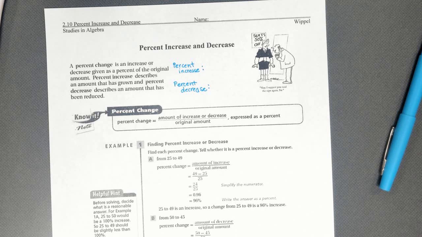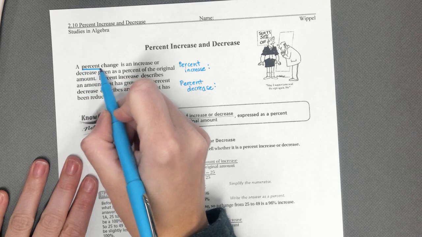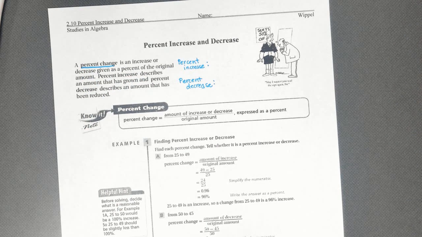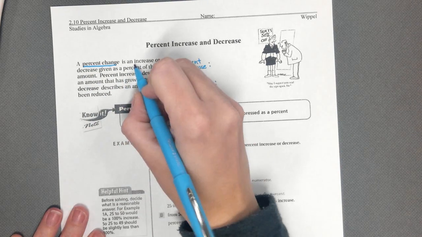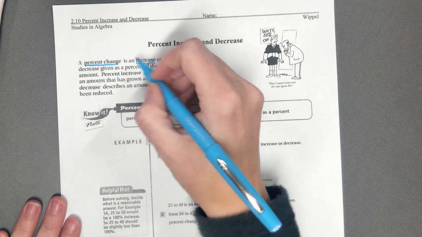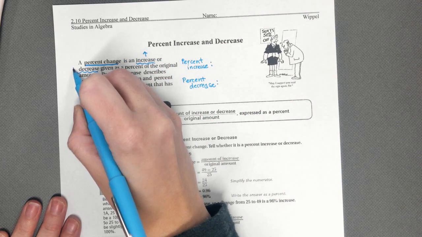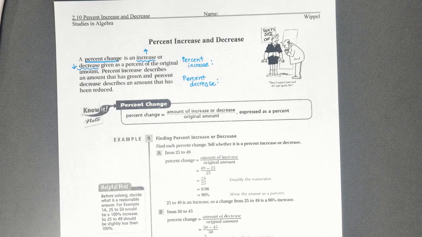Okay, so for the first one, I just asked you to read that paragraph and then tell me what a percent increase is and a percent decrease. So in general, there's a percent change, and the change can be either an increase, which, what does increase mean? What's happening in an increase? Yep, going up. Or there can be a decrease, which of course means it's going down. And that just depends on the original amount.